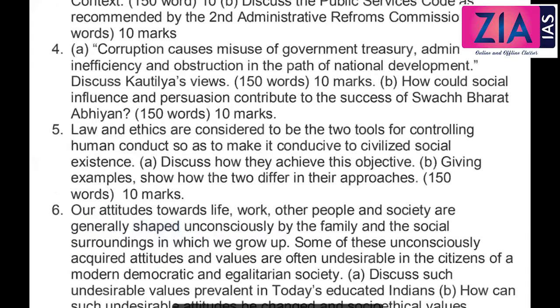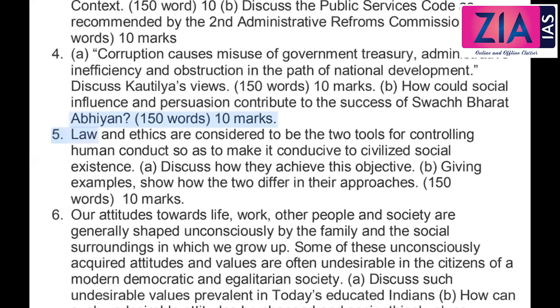I've discussed this two or three times in our previous discussions with respect to this question, question number 5. Law and ethics are considered to be the two tools for controlling human conduct so as to make it conducive to civilized social existence. So here we are talking about the role played by law and the role played by ethics for civilized social existence. So you just need to tell how ethics is helping human beings in society, and how law is also trying to ensure the good behavior of human beings in society, right? So you can tell what is law and what is ethics first.